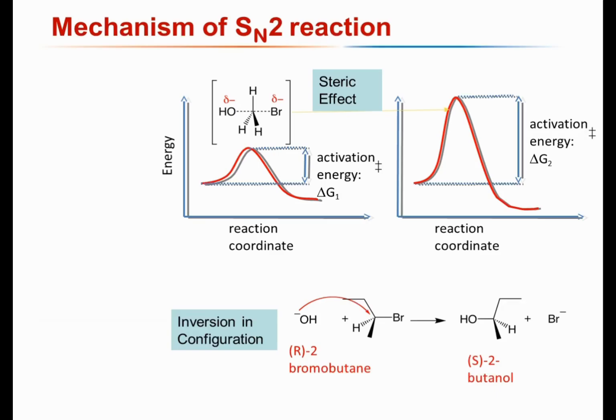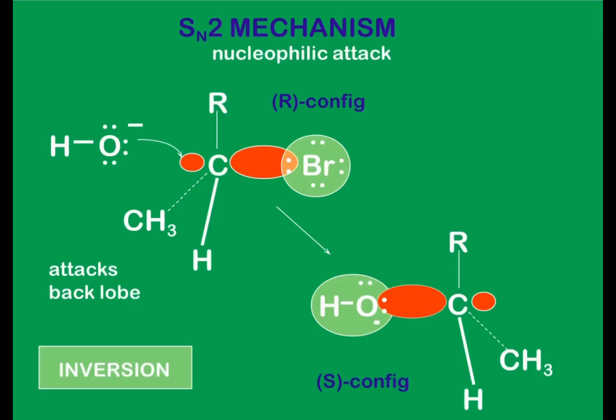Let's look at its mechanism. We should always care about the electron pushing arrows. These arrows depict the direction of electron flow, and they have to be drawn in a specific way. So we are always going to go from electron rich to electron poor.